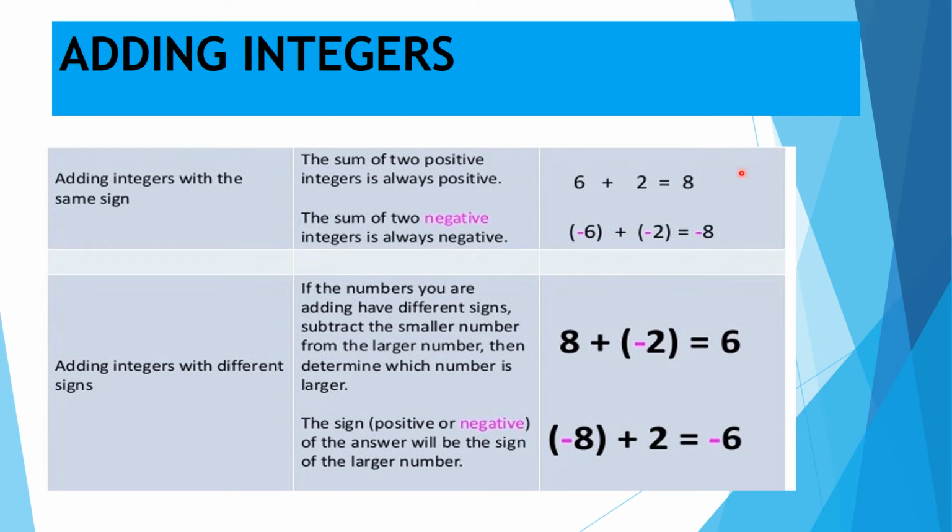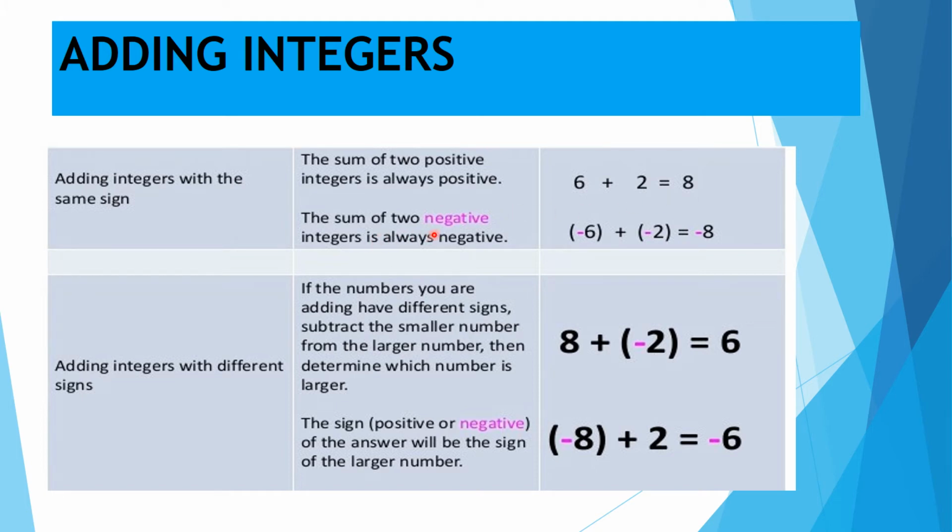Now this is the rule regarding addition of integers. Now adding integers with the same sign. See here the signs are same. When there is no sign here, that means there is addition sign. The sum of two positive integers is always positive. See here you are adding and the answer is positive.